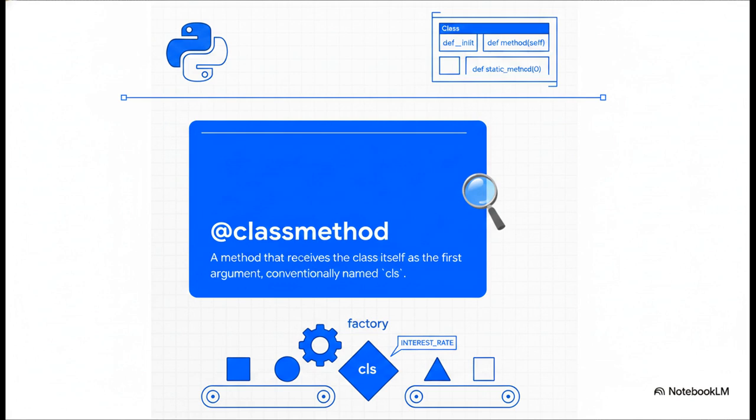But honestly, its most common and awesome use is for creating objects in different ways, what people call a factory method. It's like having more than one recipe to build your object, depending on what ingredients you have.